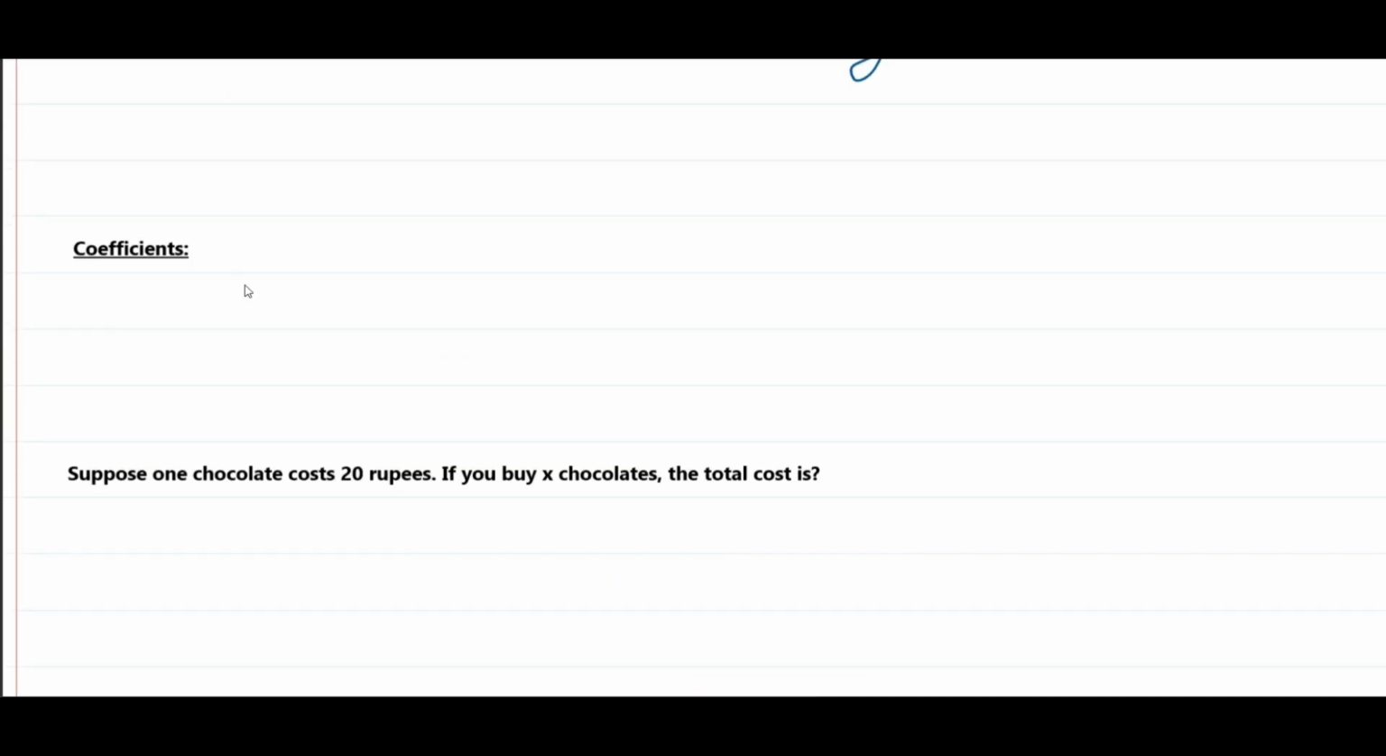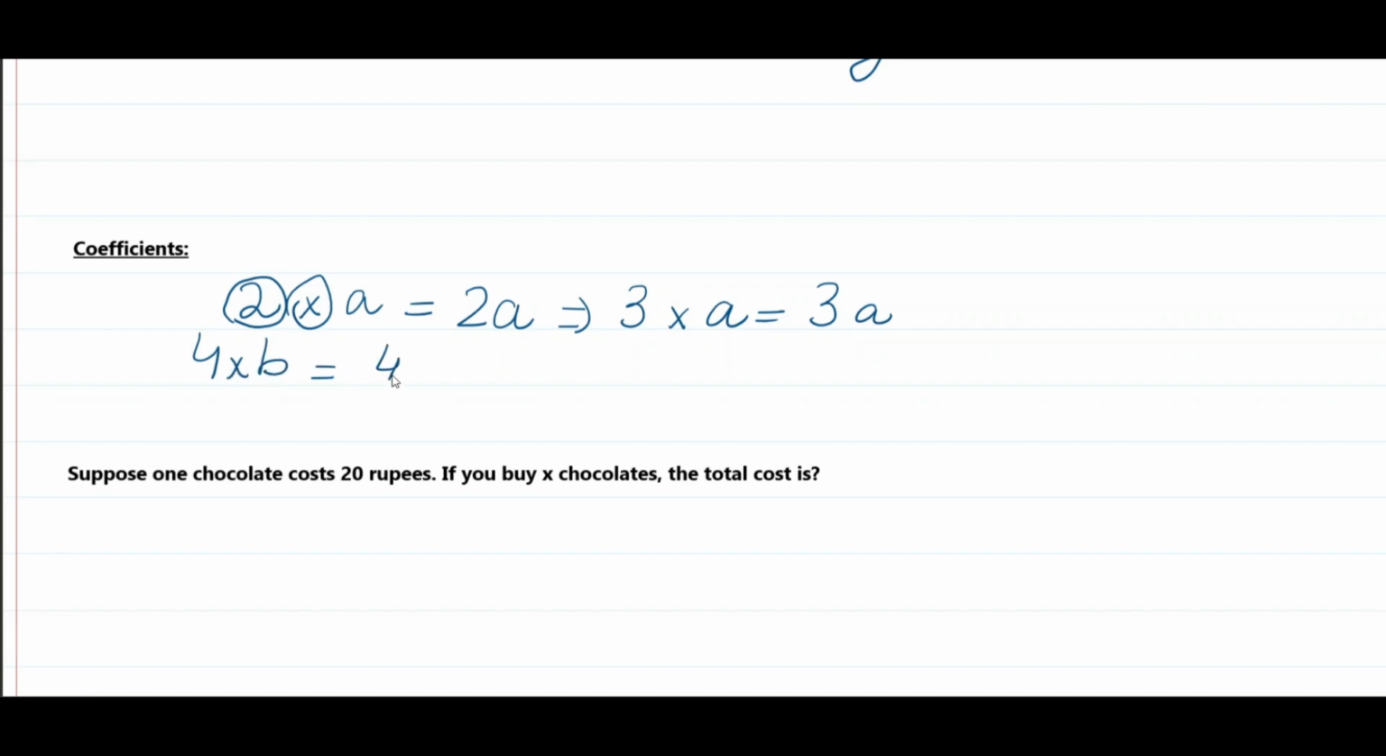Now let's come on to coefficients. Those are numbers that are with the variables, that are multiplied with the variables. So over here, if we multiply 2 with a, this 2 is the coefficient. It is also written as 2a. We don't always write the multiplication sign, we just write 2a. One more example. If 3 is multiplied with a, what will it become? 3a. If 4 is multiplied with, let's say I'm taking variable b, it will become 4b. So all these numbers with the variable are coefficients.